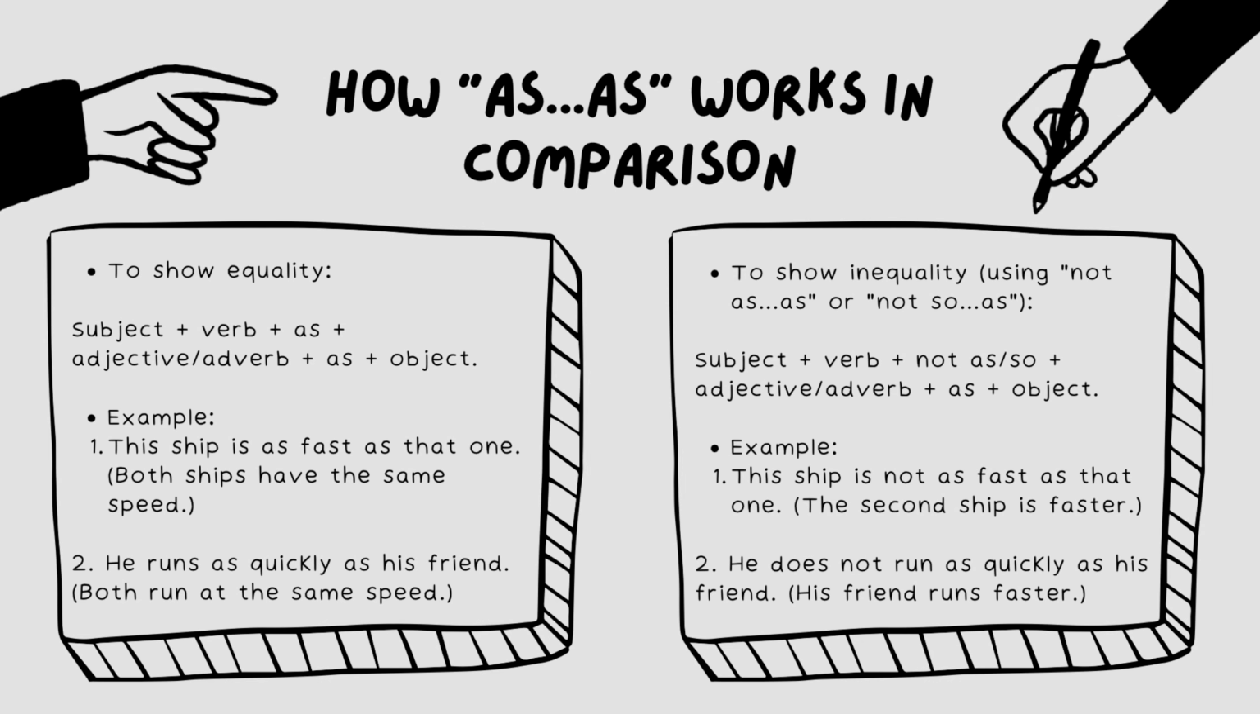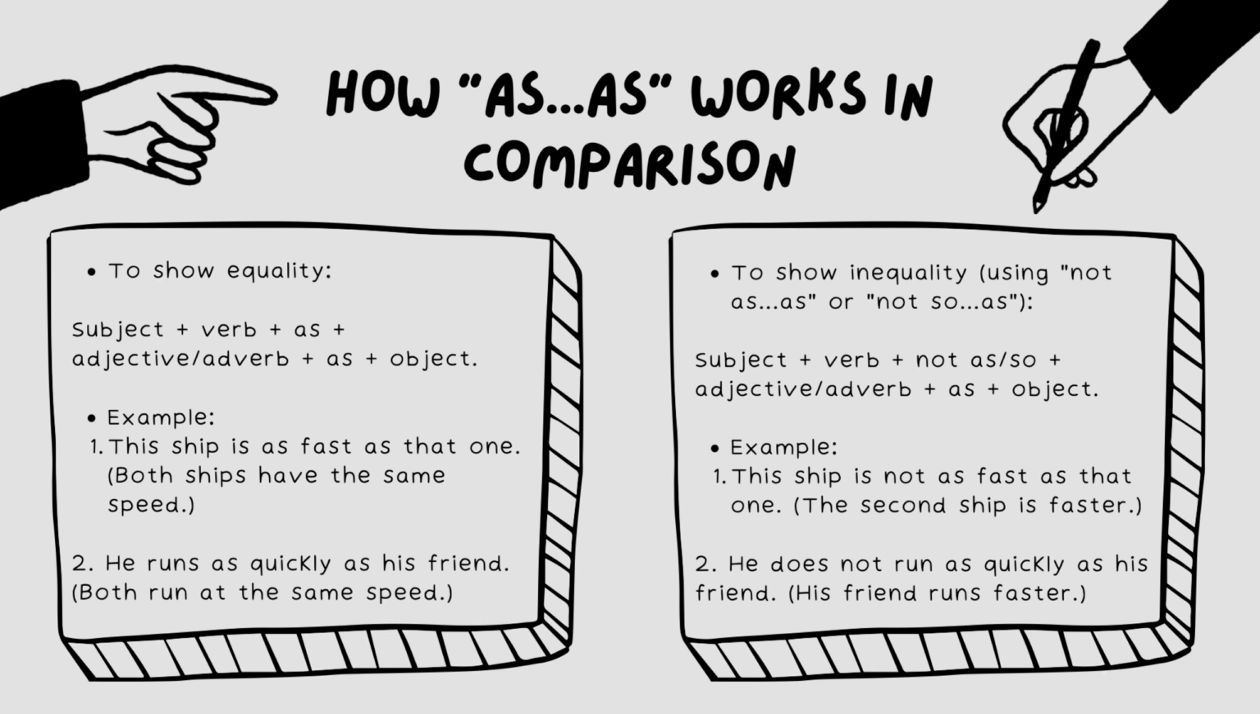How does as... as work in comparison? There are two. The first, to show equality. Subject plus verb plus as plus adjective or adverb plus as plus object. The example: The ship is as fast as that one. The explanation is, both ships have the same speed.